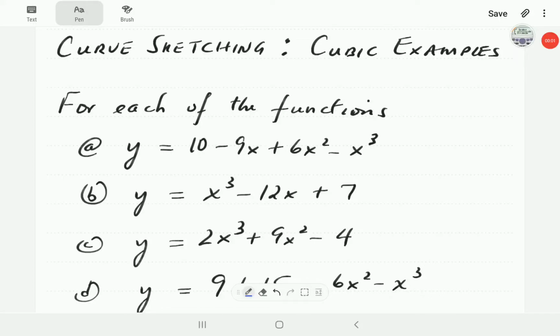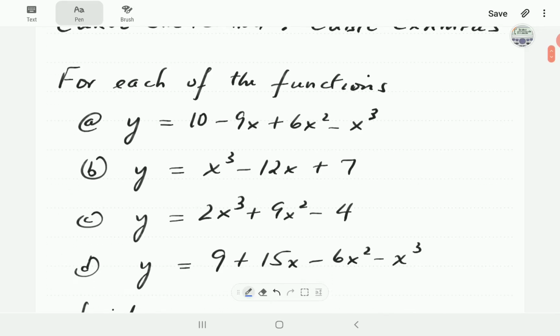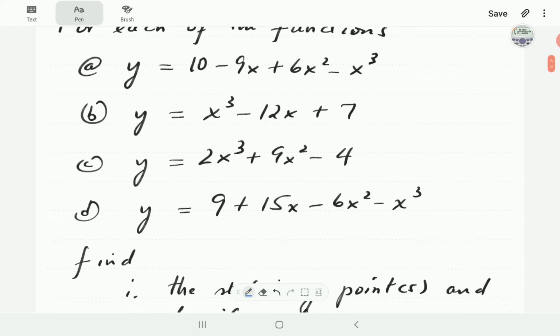In this video, we're going to show how to use calculus to sketch functions. In particular, we're going to look at cubic functions here. So we are going to use the first order derivative and the second order derivative to analyze the structure of each of the curves and hence sketch them.